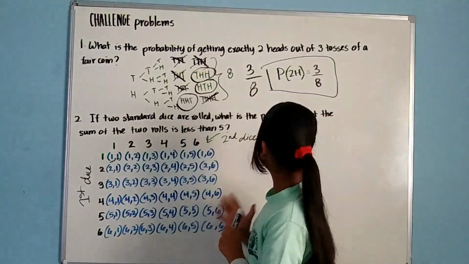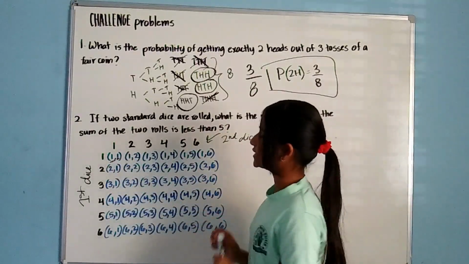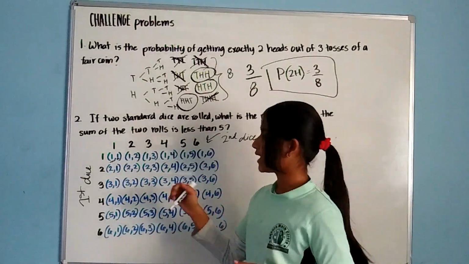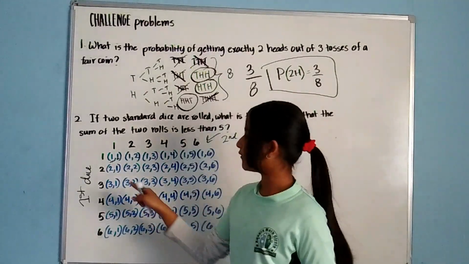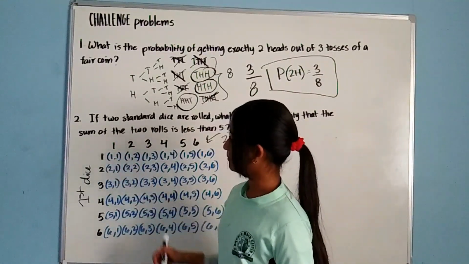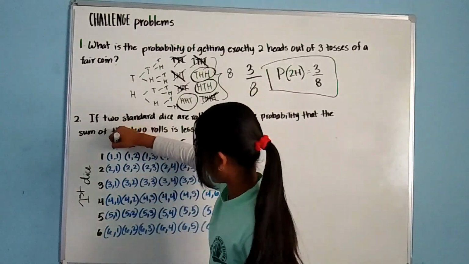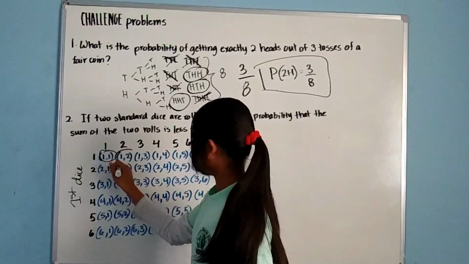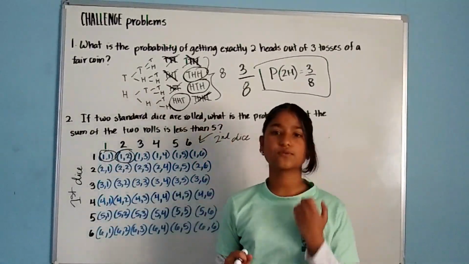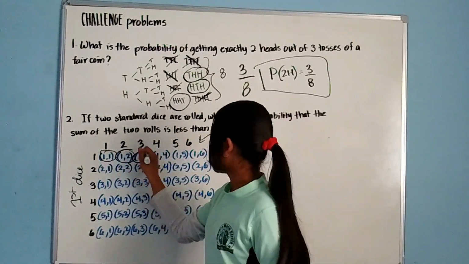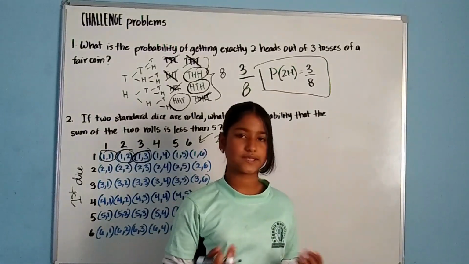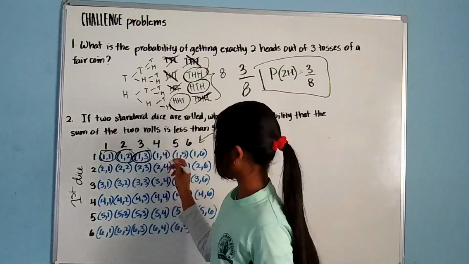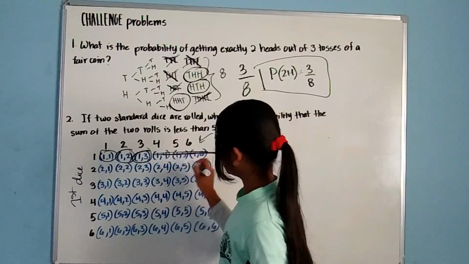Now, what we have to do here is look at all these numbers and see which ones have a sum that is less than 5. Now, we know that 1 plus 1 is 2, and that's less than 5. We know that 1 plus 2 is 3, and that is less than 5. We know that 1 plus 3 is 4, and that's less than 5. And 1 plus 4 is 5, and it's not less than 5. So these do not count.